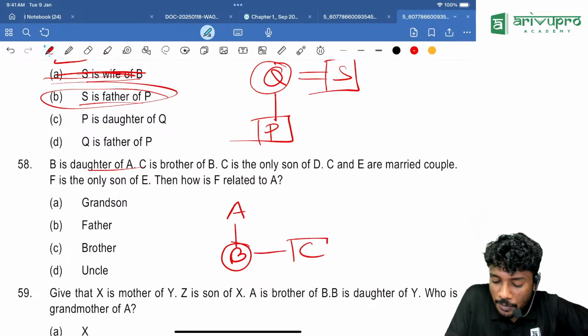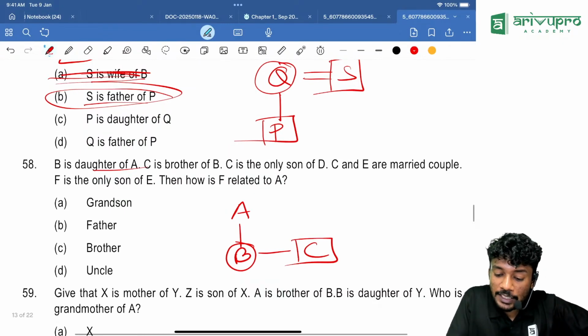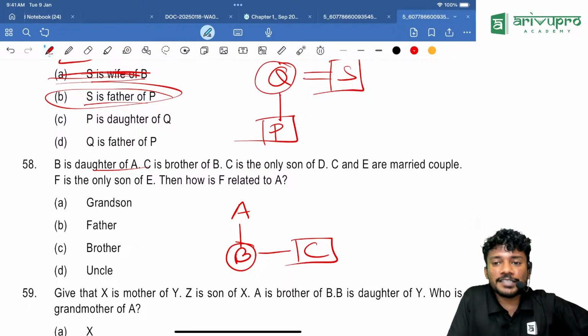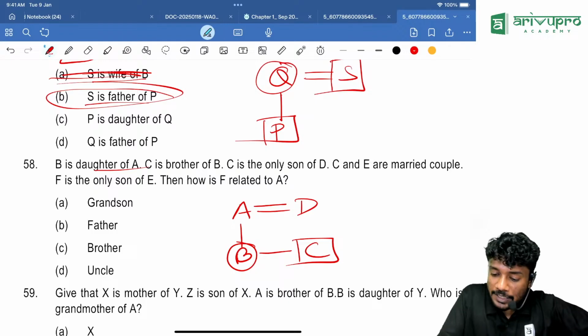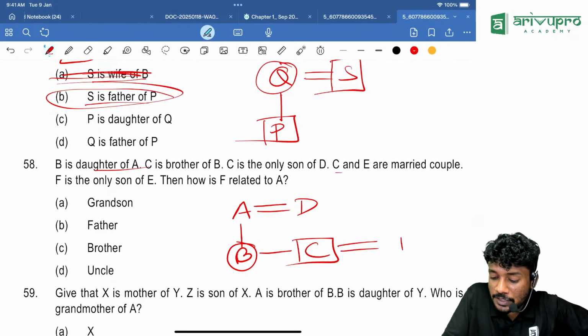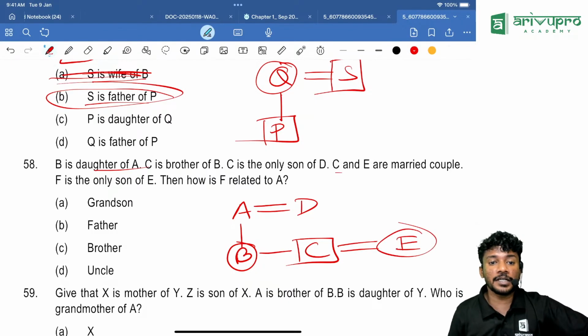So C is brother of B. C is the only son of D. That means what is the case? A is married to D. Then C and E are married couples. C and E are what? Married couples. So E will be what?